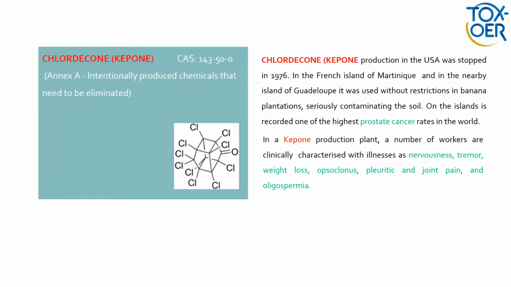Chlordecone or kepone, Annex A. In a kepone production plant, a number of workers were clinically characterized with illnesses such as nervousness, tremor, weight loss, opsoclonus, pleuritis, and joint pain and oligospermia.